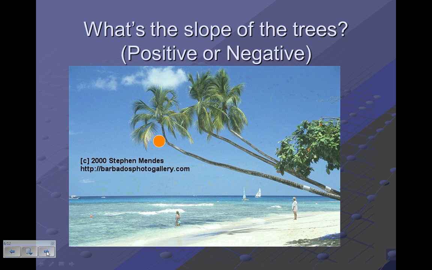Right here, looking at those trees, I'm going down. And from left to right, now let's look at it. If we drew the line from left to right, it's going down. That would be a negative slope.